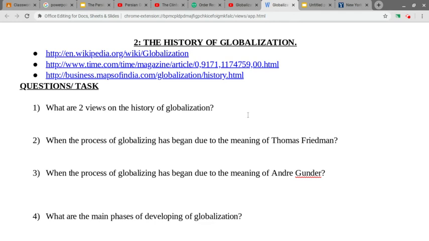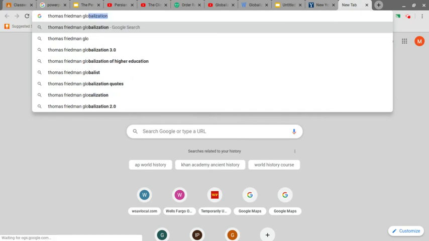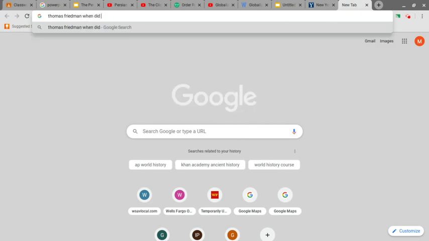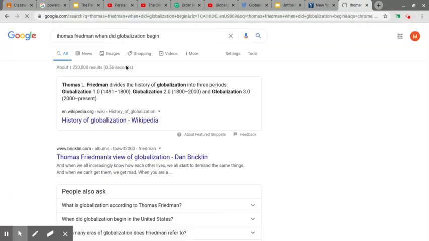When did the process of globalization begin, according to Thomas Friedman? Well, he divides it up into three periods: 1491 to 1800, right? That's the age of exploration. Then 1800 to 2000, it's kind of the age of imperialism. And then globalization 3.0, as he calls it, 2000 to the present.